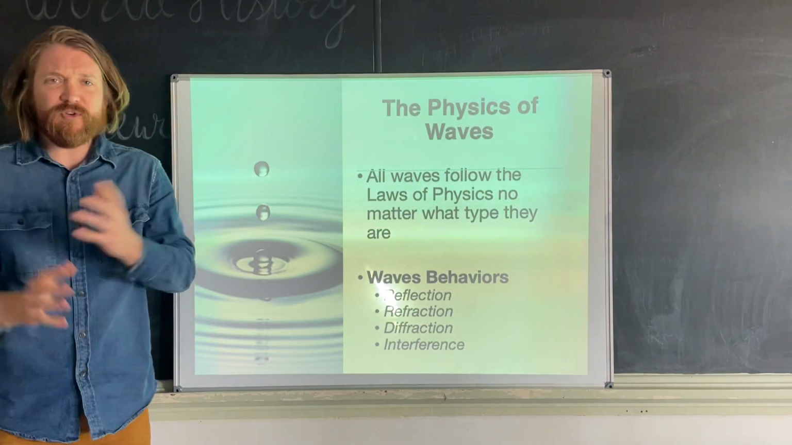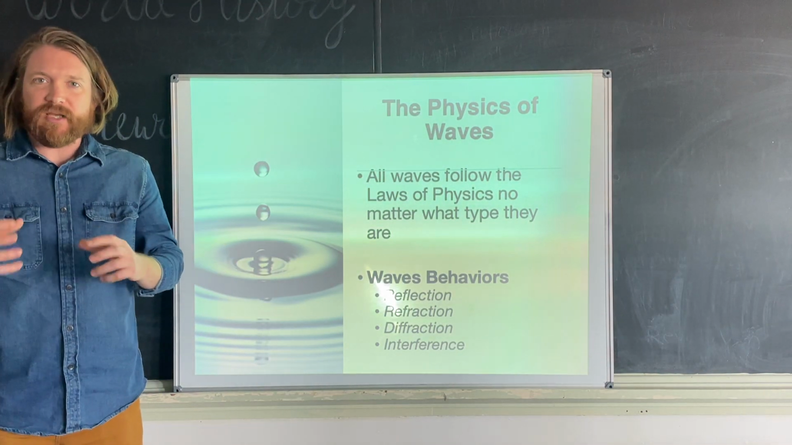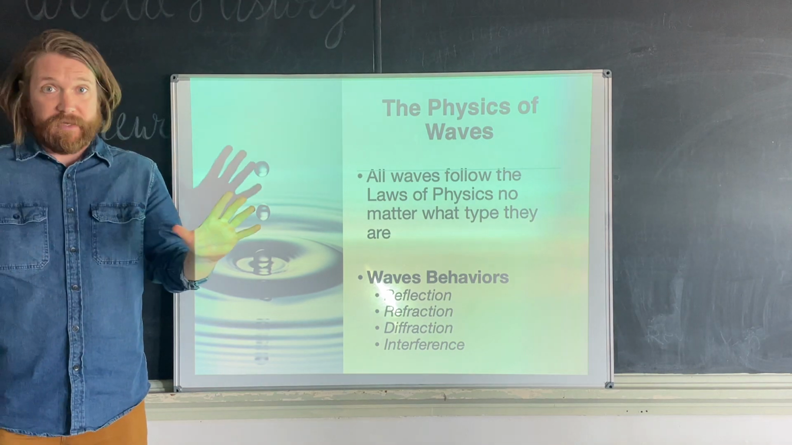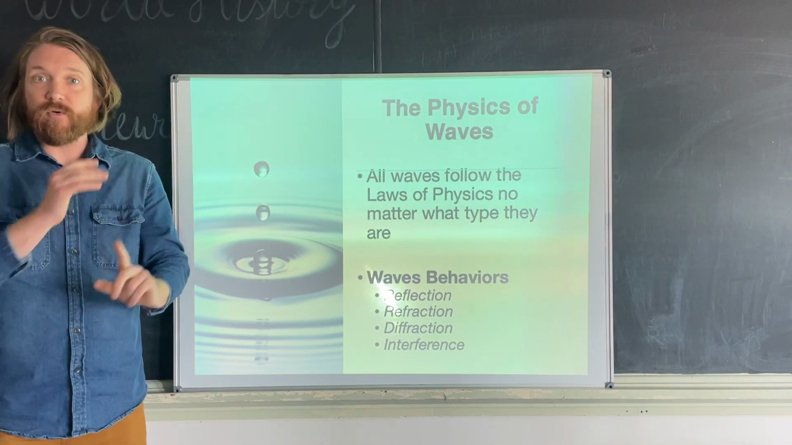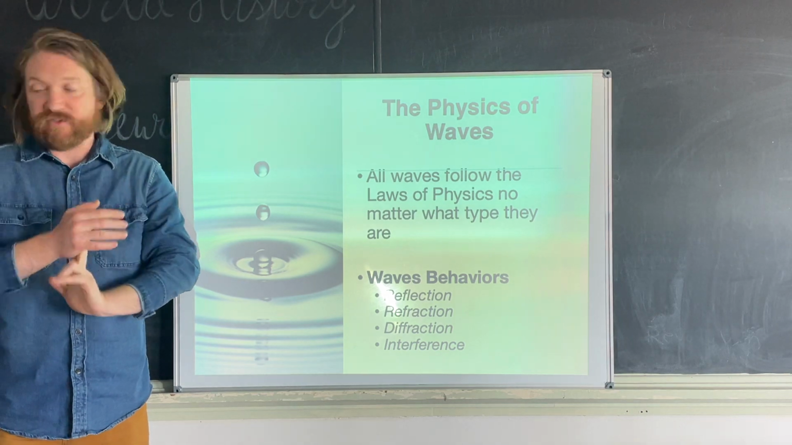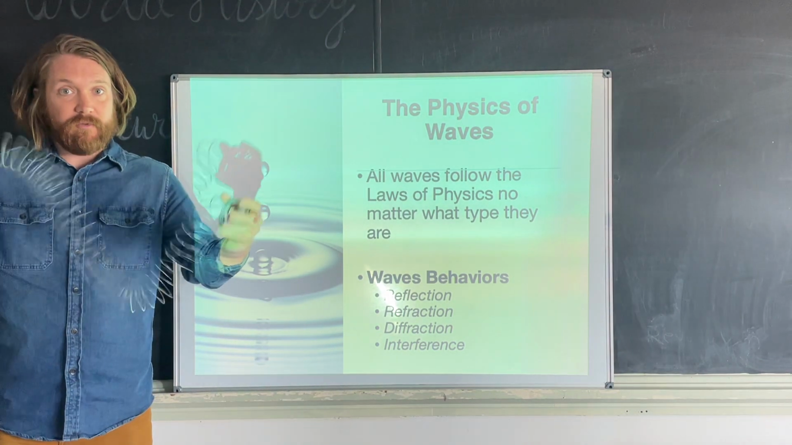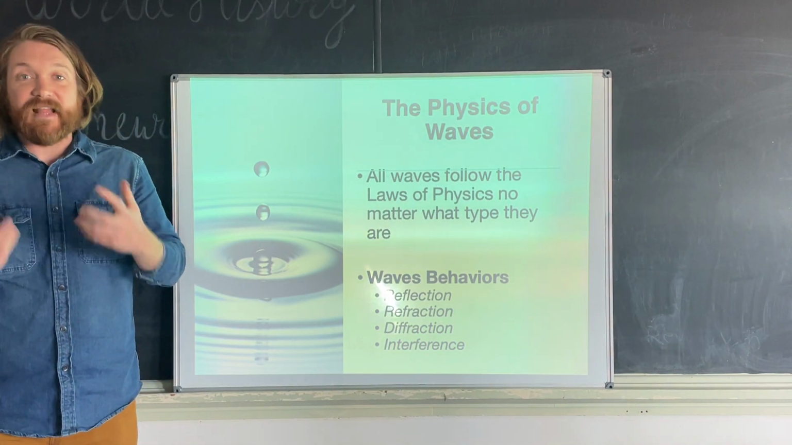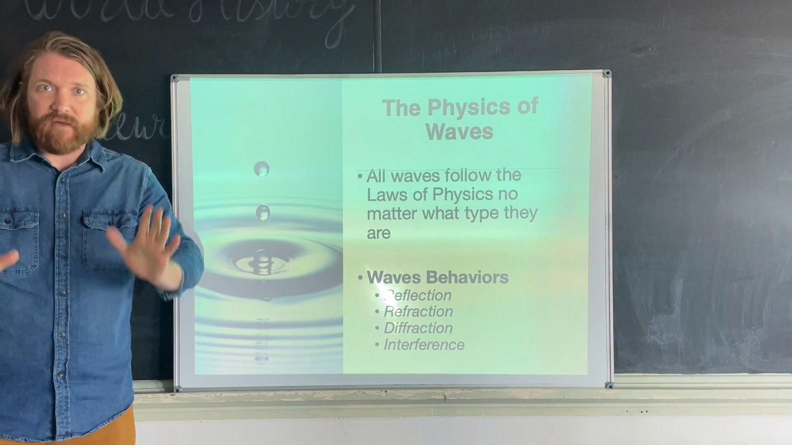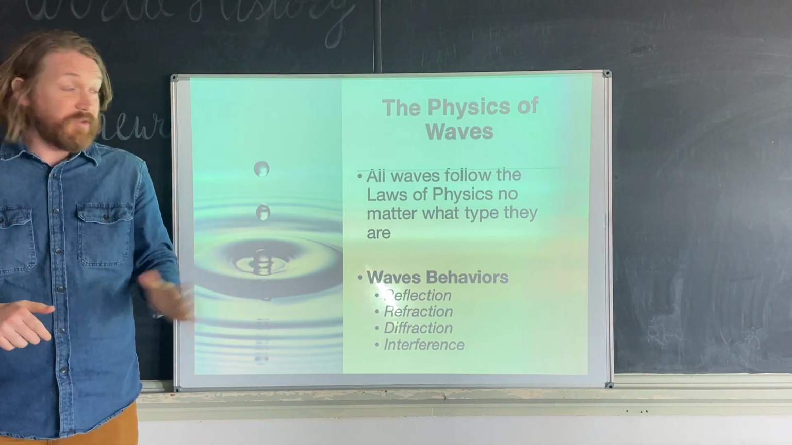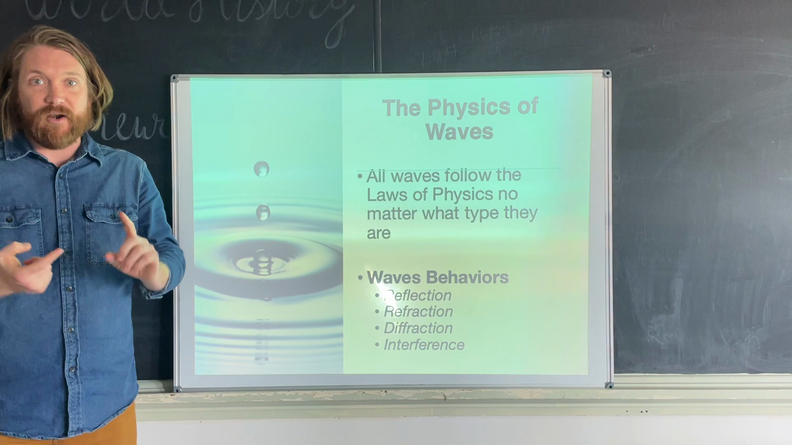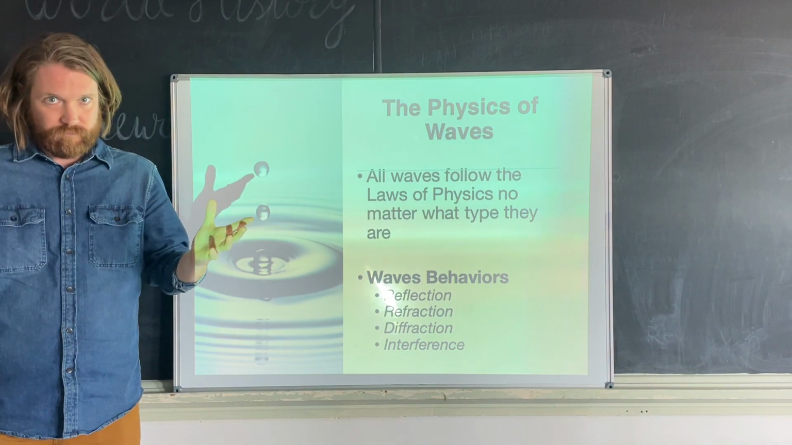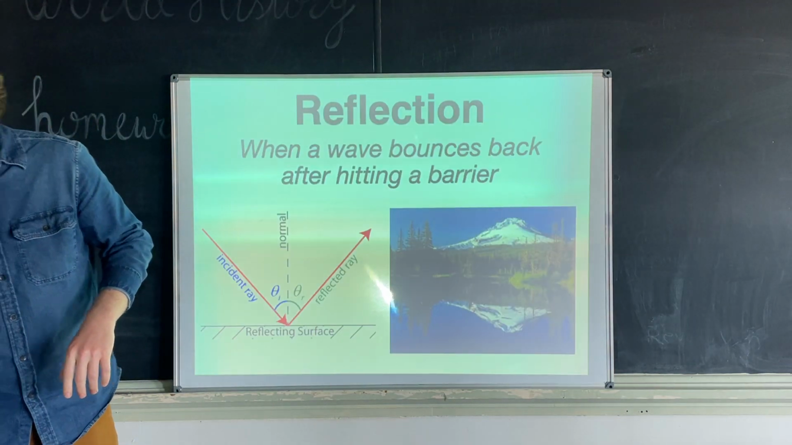So the first thing you have to understand is that when we're talking about these behaviors, they happen to all waves. So we're talking water waves, waves on a vibrating string, my personal favorite, the old slinky. We're also talking about sound waves and light waves. Any type of wave does these four things: reflection, refraction, diffraction, and interference. Okay? So let's jump in.